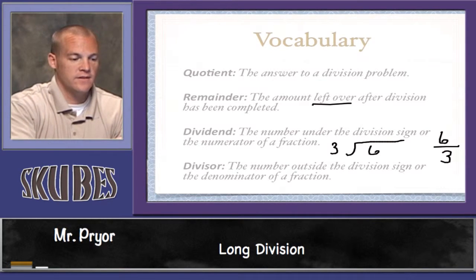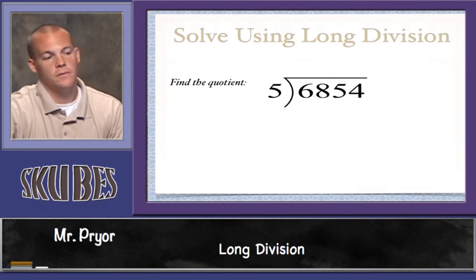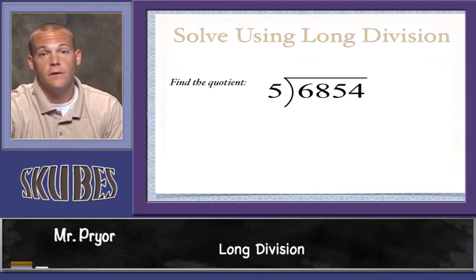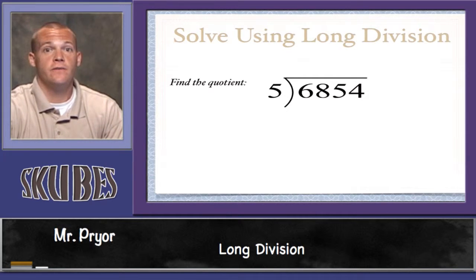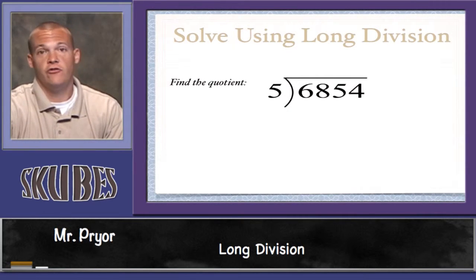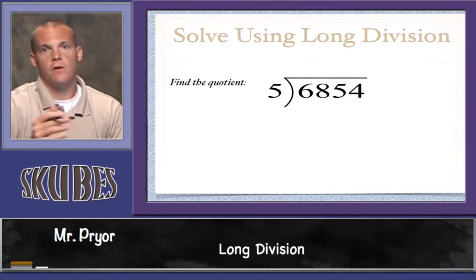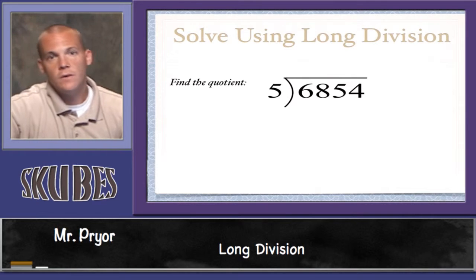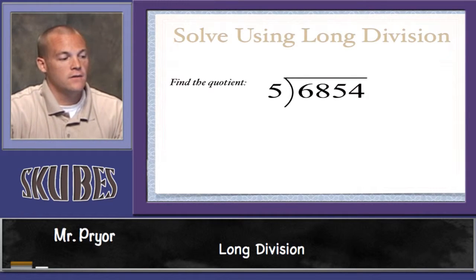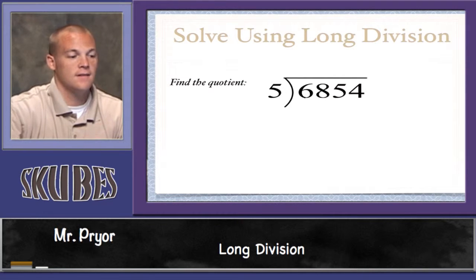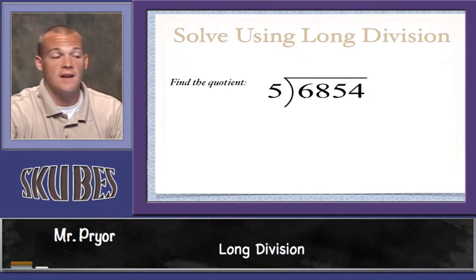Well, let's take a look at some examples here of long division. The first one we're going to look at is 5 divided into 6,854. So one thing to keep in mind when you're dividing in long division is your organization. It's very easy to get lost in these problems. So as we go through, I'll just point out some things to you along the way to help you keep organized. So the first thing you're going to want to look for is whether 5 can go into 6, the first number underneath the division sign.